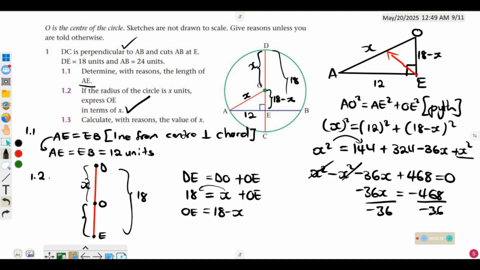So what you get finally is 468 divided by 36, which is 13. So x is equal to 13. Then you have your radius. Your radius is 13 units. You have your length of OE. And that is how you apply these two theorems.